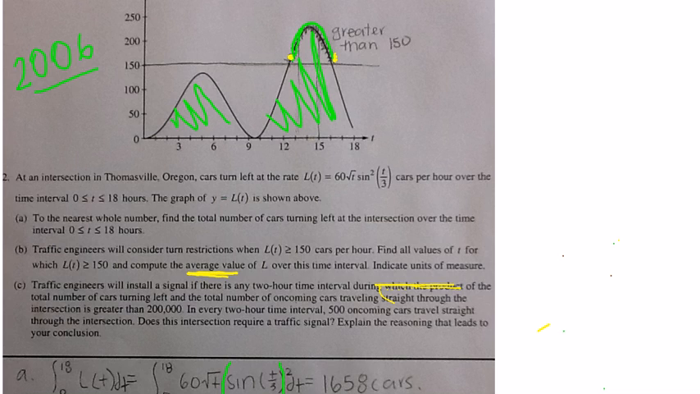The final part is C. That's really long, so I'm not going to read the whole thing. The important part is whether there's any 2-hour time interval, like an integral from 0 to 2, from 2 to 4, any 2-hour time interval throughout L(t), where the product of the total number of cars turning left and the total number of oncoming cars traveling straight is greater than 200,000. In every 2-hour time interval, 500 oncoming cars travel straight.